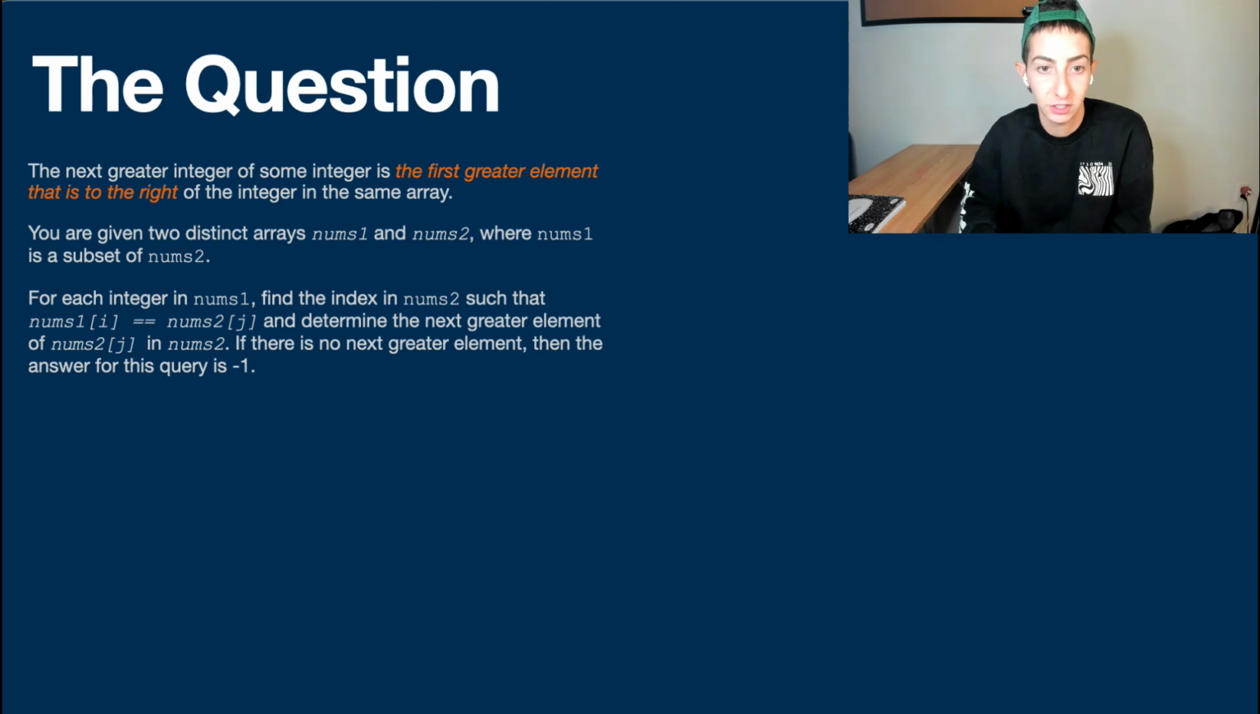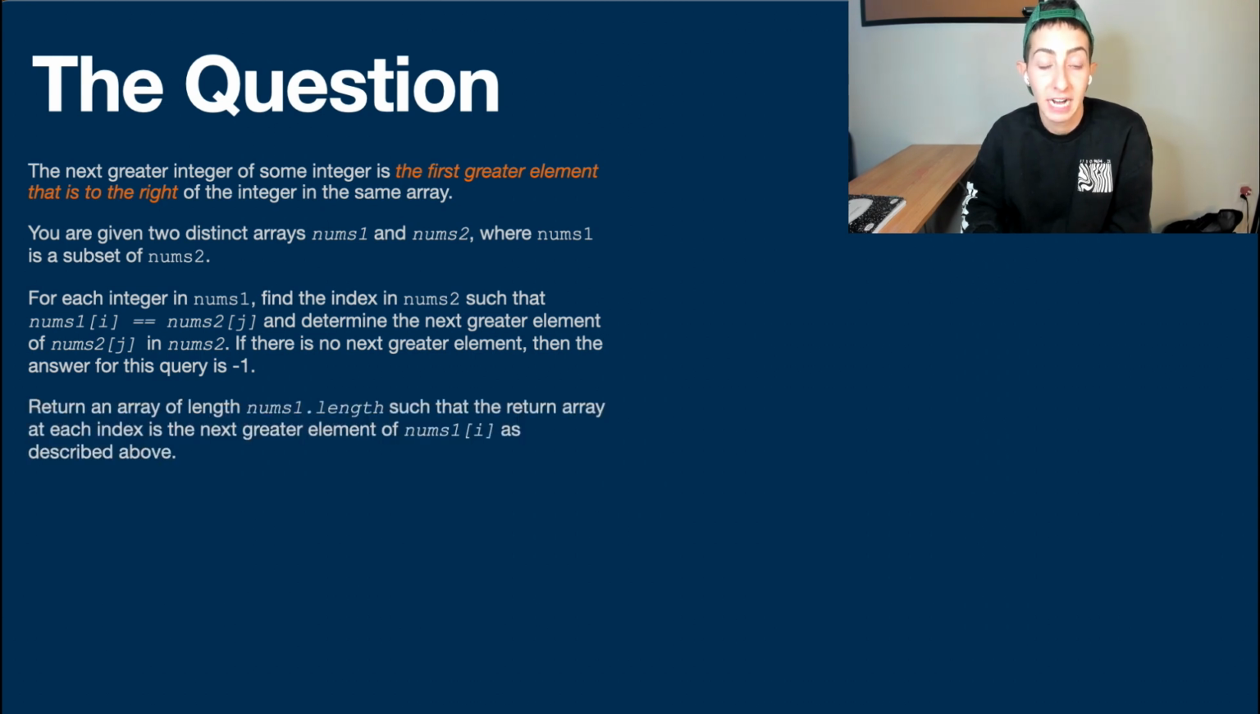Again, if you're not following, don't worry about it. If there is no next greater element, then the answer for this query is -1. Finally, return an array of length nums1.length such that the return array at each index is the next greater element of nums1[i] as described above. So let's look at an example and clarify all the things.